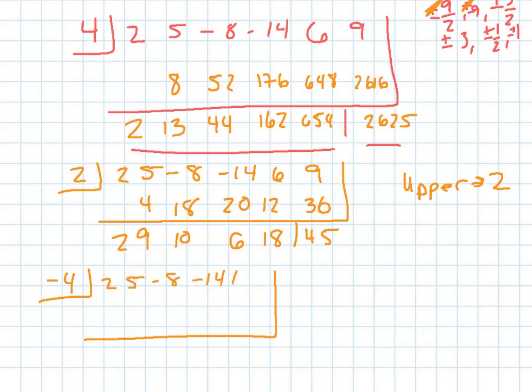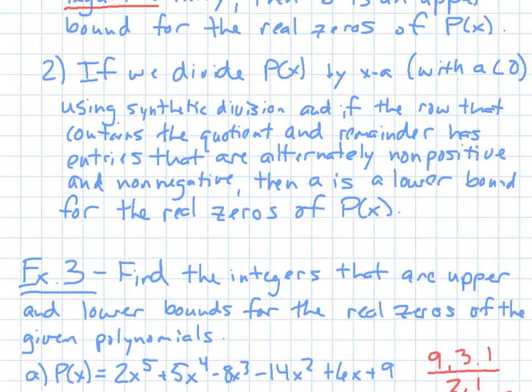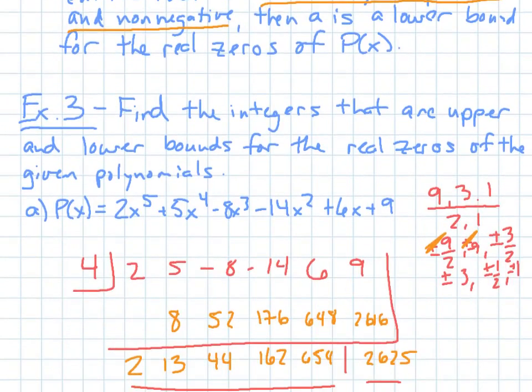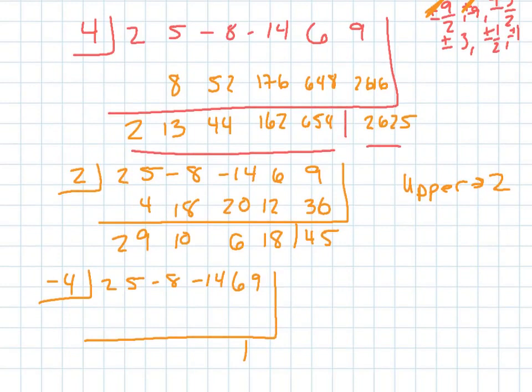Now for -4, when you're doing the negative ones, so if you're looking for a lower bound, you want them to be alternating, non-positive, non-negative. So that means that 0 could be in there. Okay, so the first one is probably going to be positive because you have a positive coefficient to begin with, so 2. So then the next one needs to be 0 or negative for it to work.